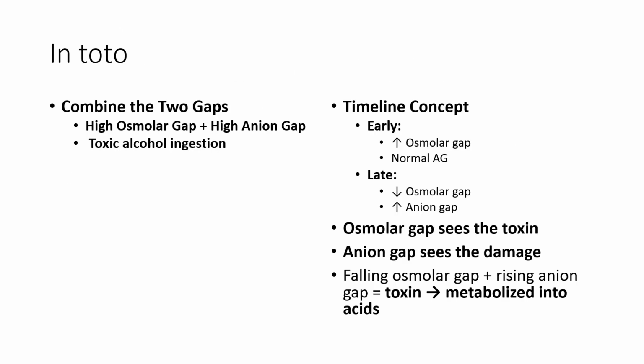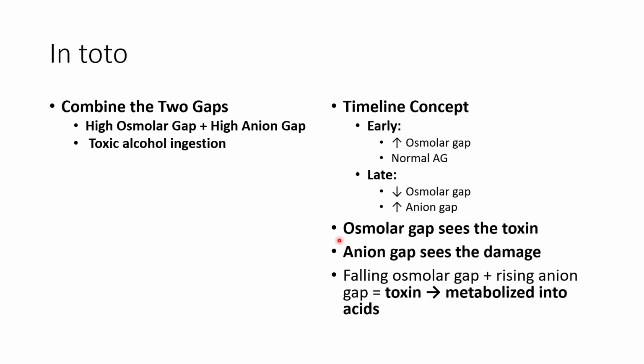So in toto, if a patient comes in a state where these toxic substances have started to metabolize, that patient will have the toxin and their metabolites, leading to a high osmolar gap and high anion gap. But if he comes very early, then the anion gap will be normal, but the osmolar gap will be increased. If he comes very late, the osmolar gap might start to come back to normal, that is less than 10, but the anion gap will still be high.